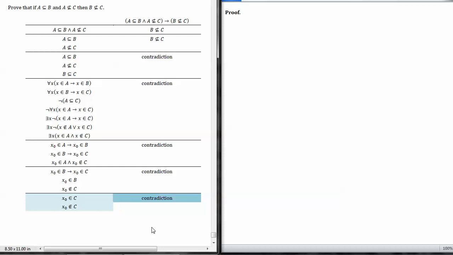So let's write this thing down. First of all, we are proving a conditional statement, so we do direct proof, make the antecedent a given. So suppose A is a subset of B, and A is not a subset of C, and our new goal is here. We show that B is also not a subset of C.